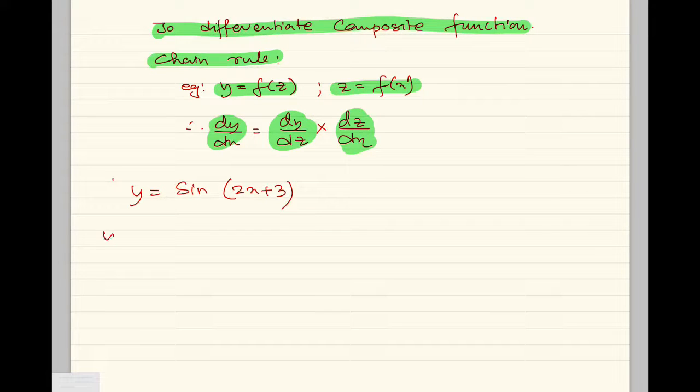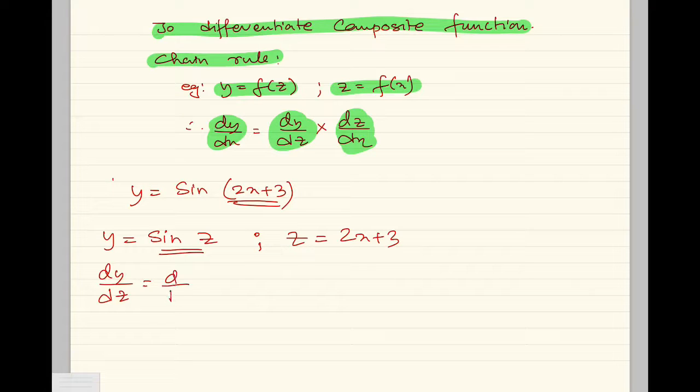Can I write y equals sine z, replacing this by z, and in return, can I say z equals 2x plus 3? Is that okay? I'm breaking up the function as a composite function. Now they say, first find dy by dz. What do I find, everyone? dy by dz. So what is dy by dz?